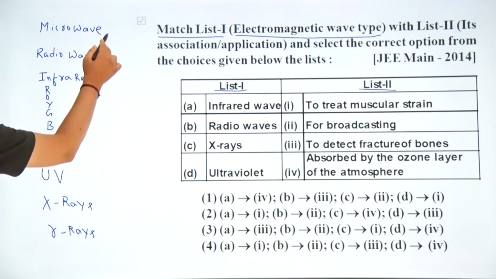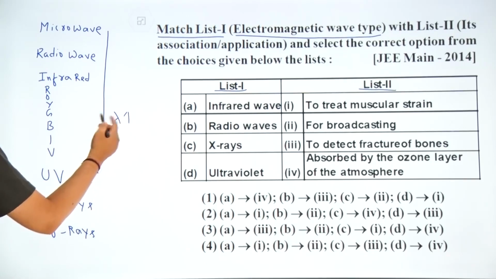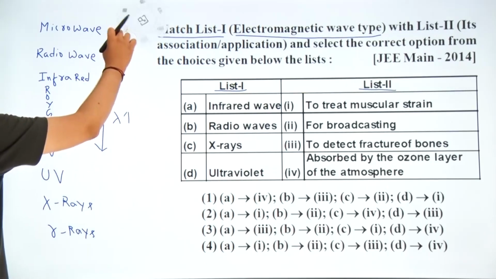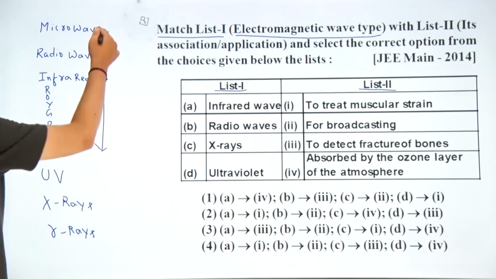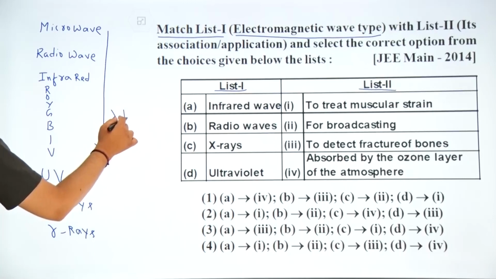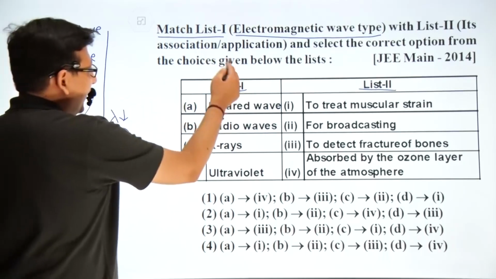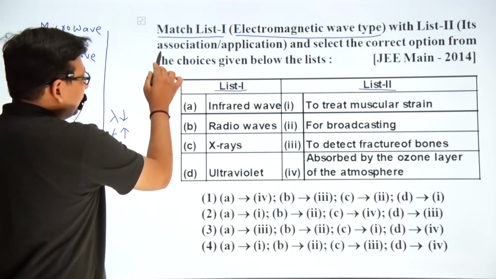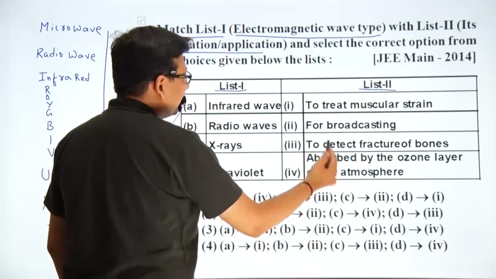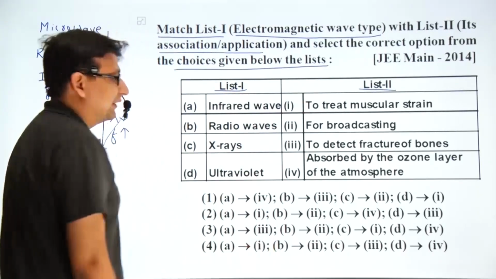If you are going down, the wavelength is decreasing and frequency is increasing. So we have electromagnetic wave type, this is the electromagnetic spectrum, and list 2 contains application, means the usage part. Select the correct option from the choices given below the list.